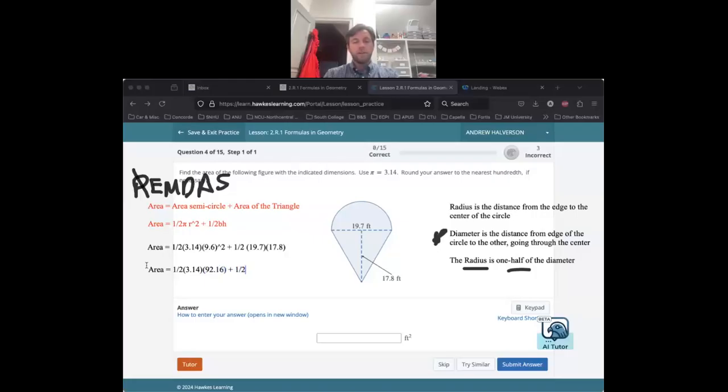So if you're going to do it piecemeal, now we can do our multiplication. So 1/2 times 3.14 times 92.16 is 144.6912. And notice I didn't round. I kept all my decimals. So that's a recommendation, by the way. Don't round until the very end. And so the other half, 1/2 times 19.7 times 17.8 is 175.33. And then we add those together.